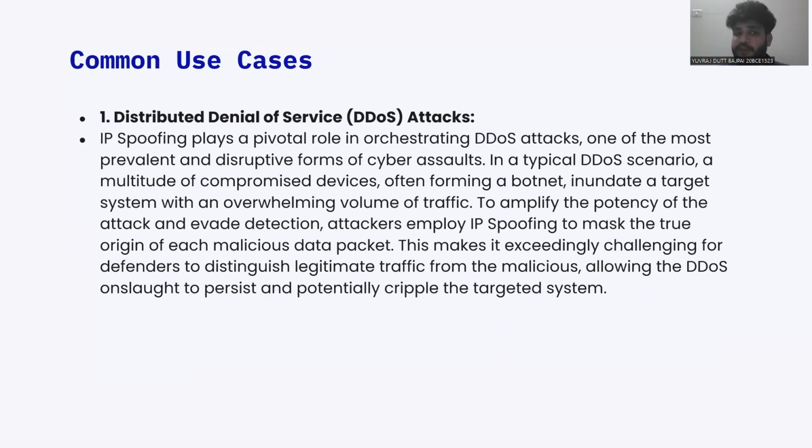Now we come to some common use cases. The first use case that we're going through is distributed denial of service attacks. IP spoofing plays a pivotal role in orchestrating DDoS attacks, one of the most prevalent and disruptive forms of cyber assaults. In a typical DDoS scenario, a multitude of compromised devices, often forming a botnet, flood a target system with an overwhelming volume of traffic to amplify the potency of the attack and evade detection. This makes it exceedingly challenging for defenders to distinguish legitimate traffic from the malicious ones.